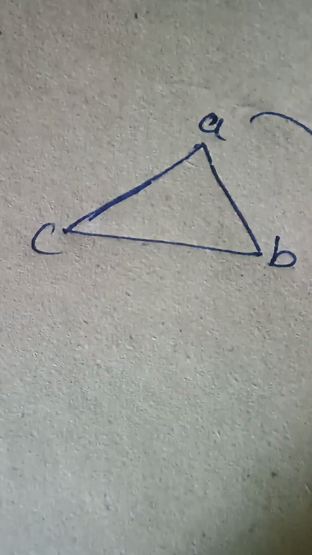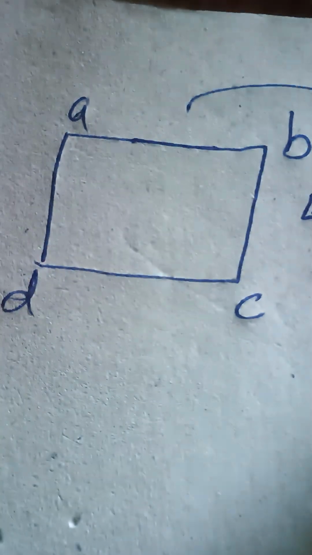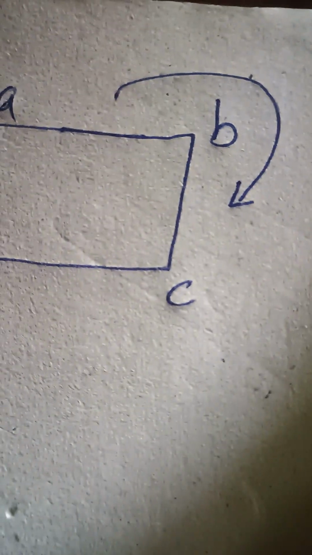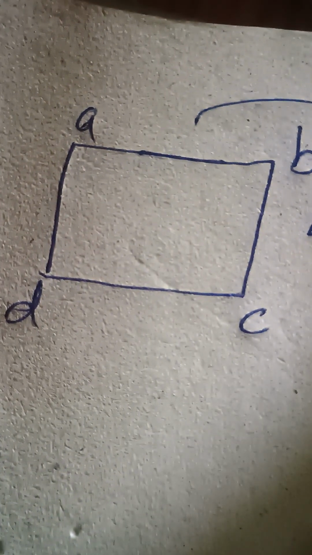We can start with a three-sided polygon, a triangle itself. If the vertices are A, B, C, we have to go clockwise. If we move further to a rectangle, then A, B, C and D. You have to remember that you have to go clockwise. Now, it is saying polygon triangulation.